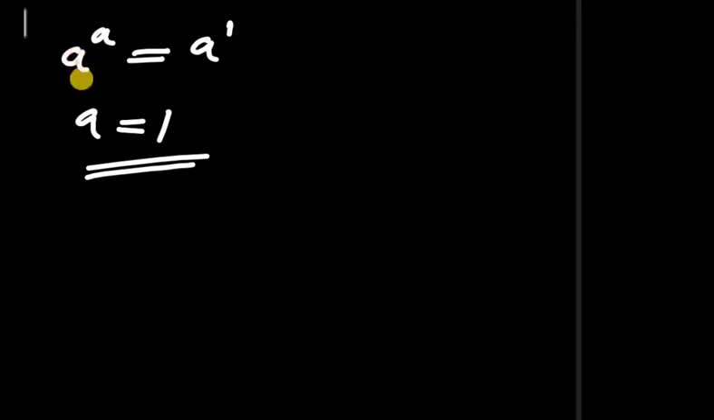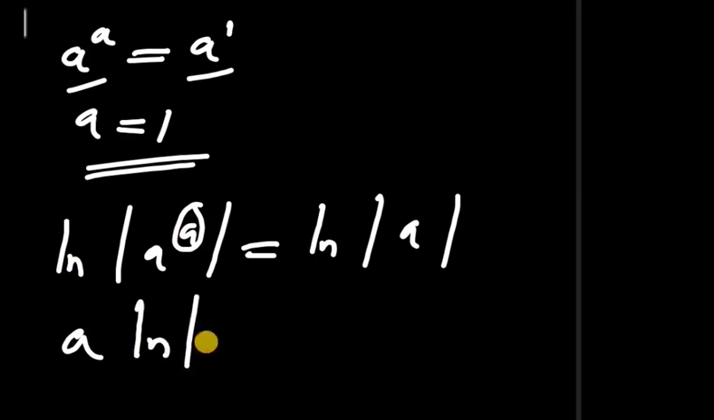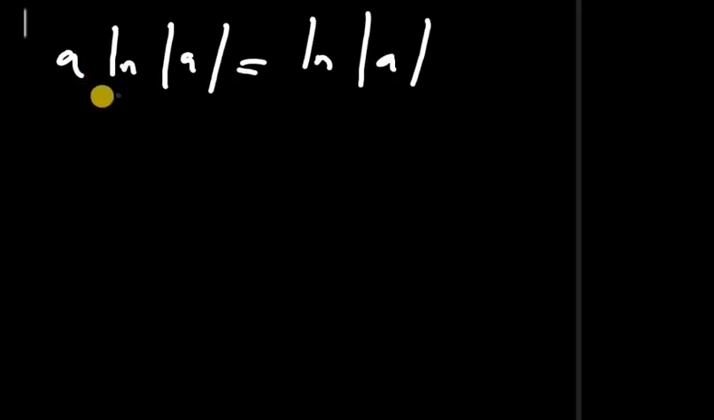Thank you. So right now, let's take the ln and the absolute values of the two sides of the equation. This will give us ln of the absolute value of a to the power of a equals ln of the absolute value of a. By doing this, this a here will come in front of the ln, and this will give us a ln of the absolute value of a equals ln of the absolute value of a. I've written it down here. We have a ln of the absolute value of a equals ln of the absolute value of a.